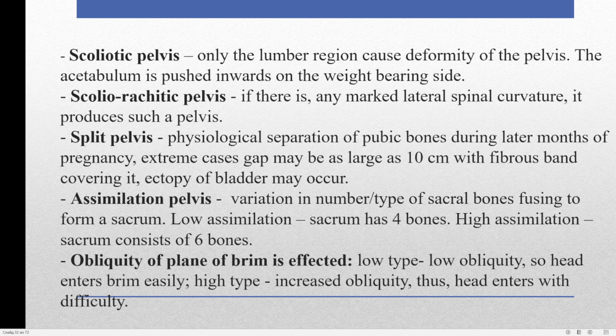Assimilation pelvis: a variation in the number or type of sacral bones fusing to form the sacrum. In low assimilation the sacrum has 4 bones, and in high assimilation the sacrum consists of 6 bones. The obliquity of the plane of the brim is affected. Low type, low obliquity, so the head enters the brim easily. And high type, increased obliquity, thus the head enters with difficulty.